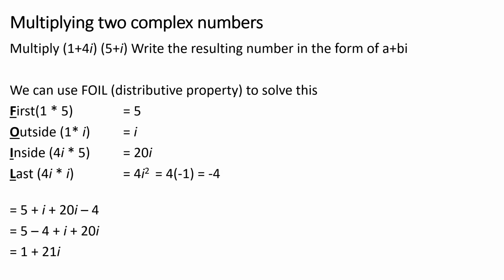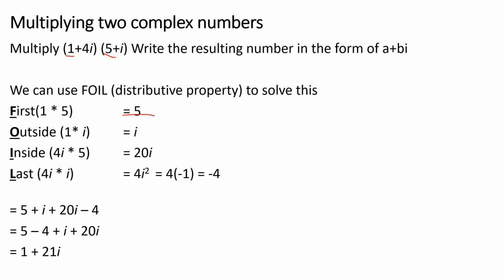As with everything else with complex numbers, we follow basic algebraic rules. And in this case, we're going to use FOIL: first, outside, inside, last. I've got two binomials I'm going to multiply together, 1 plus 4i and 5 plus i. Well, I'll do the first, which is 1 times 5. 1 times 5 is 5.